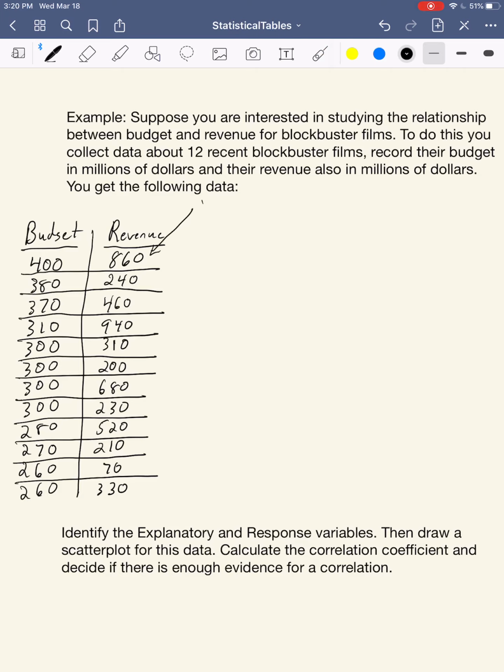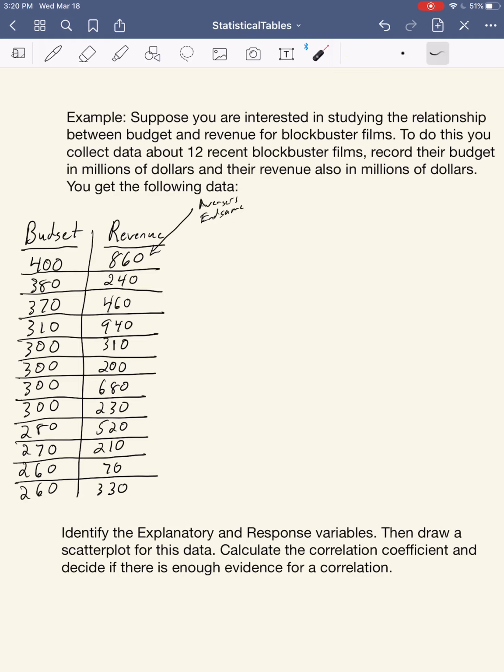Now, actually, interestingly enough, this data is adapted from real data. This guy right here is actually Avengers Endgame, which had one of the highest domestic revenues of all time. That's why we're seeing those really extreme values. It also had the highest budget of all time.